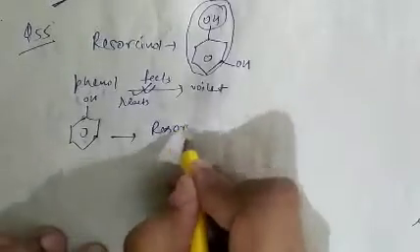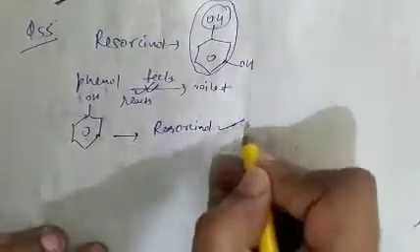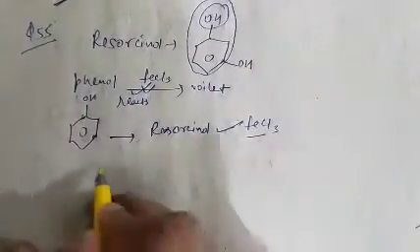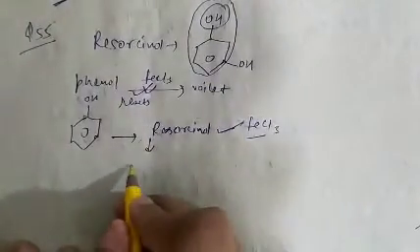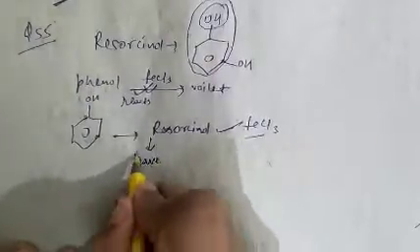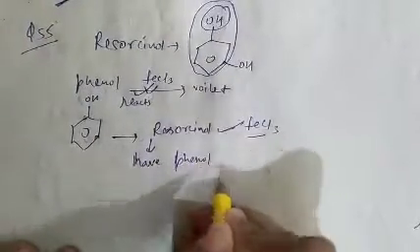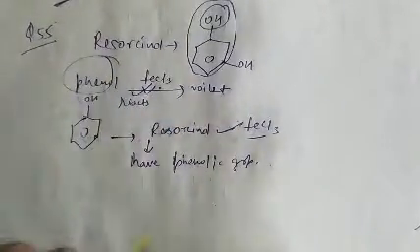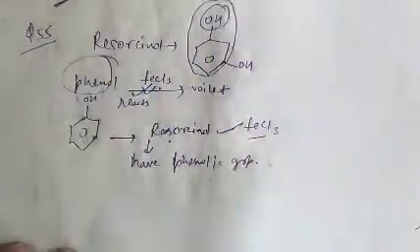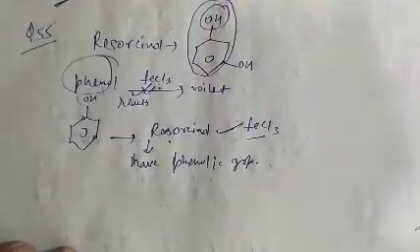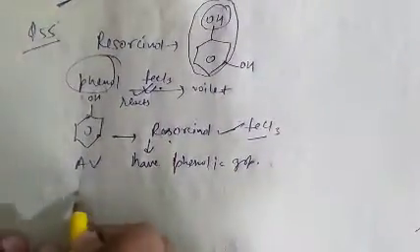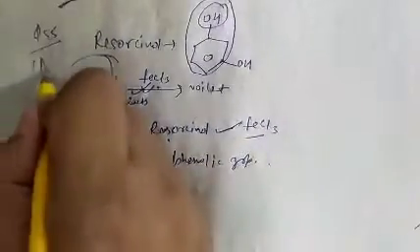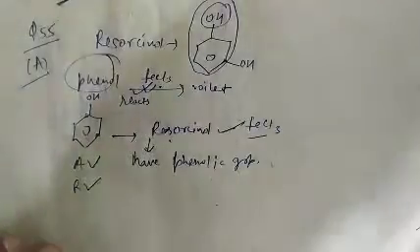So resorcinol will give a test with FeCl3, will react with FeCl3, and the reason is because resorcinol has a phenolic group. As the FeCl3 test is given by phenol and resorcinol has a phenolic group, therefore it reacts with FeCl3. So the assertion is correct, the reason is also correct, and the reason is a correct explanation of the assertion. So question number 55, option A is correct. See question number 56.